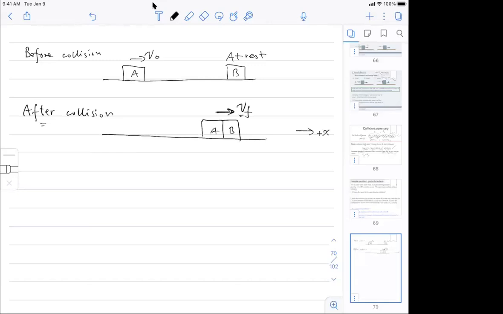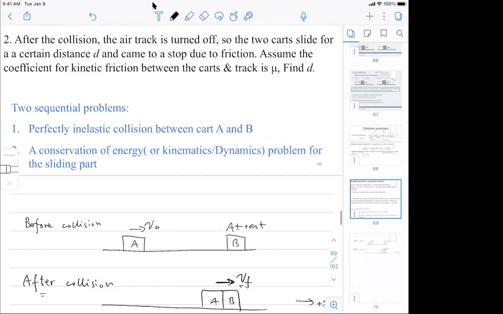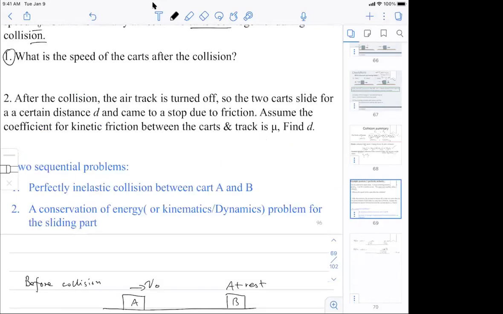I can draw a third picture: after collision, they slide for some distance. But for the first problem, I don't really need to draw the third picture. For the first one, 2 pictures are enough to solve the problem.